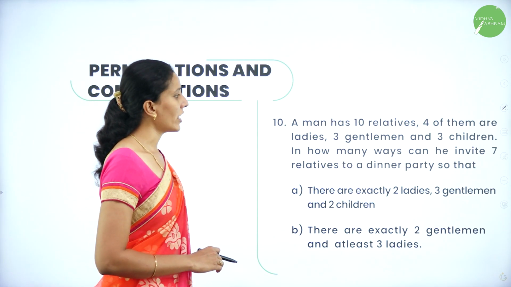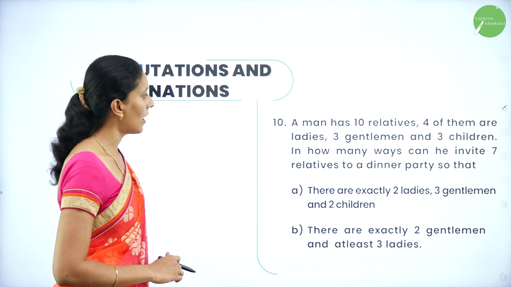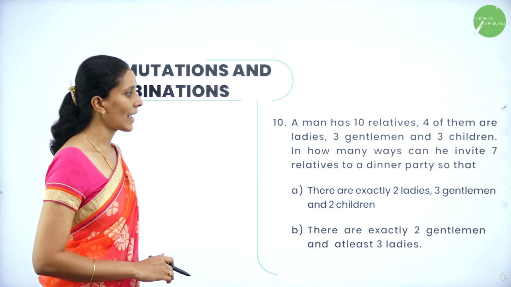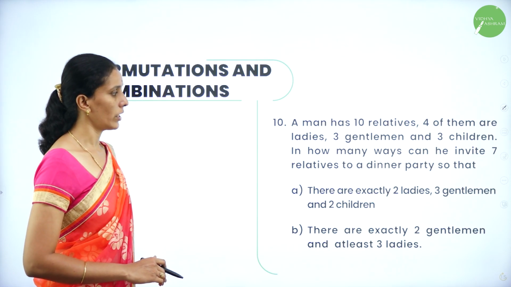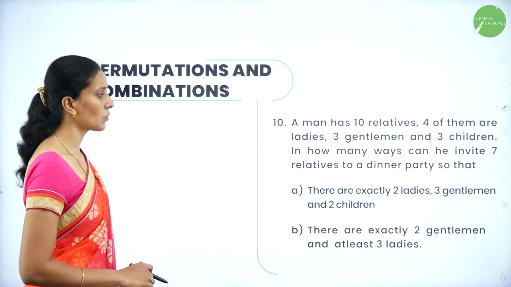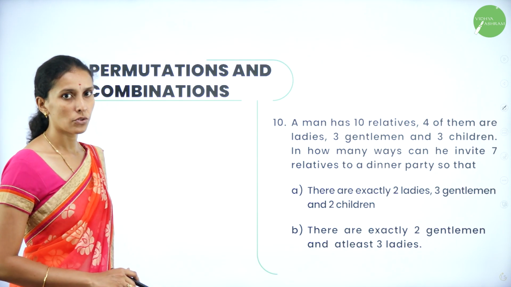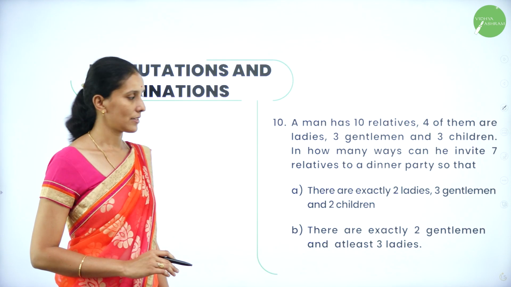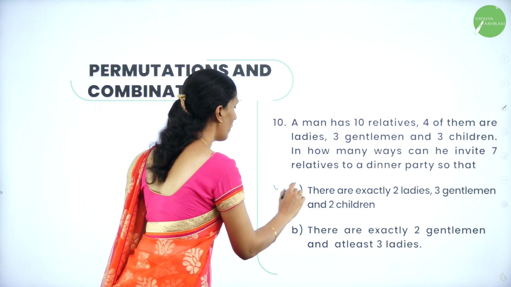A man has 10 relatives, 4 of them are ladies, 3 gentlemen and 3 children. In how many ways can he invite 7 relatives to a dinner party so that there are exactly 2 ladies, 3 gentlemen and 2 children? There are exactly 2 gentlemen, at least 3 ladies. So let me solve the first question.